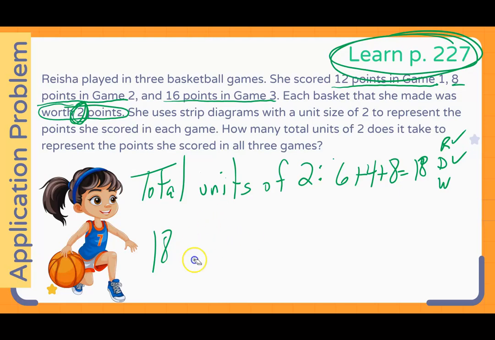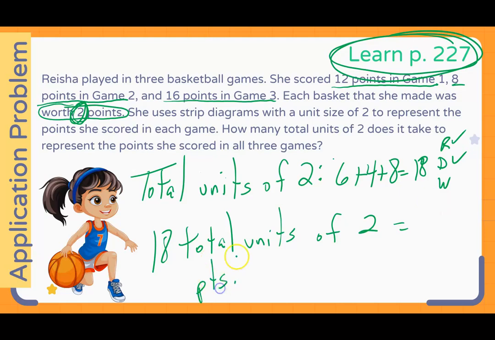Sorry, not 18. Sorry. 18 total units of 2 equals points scored.